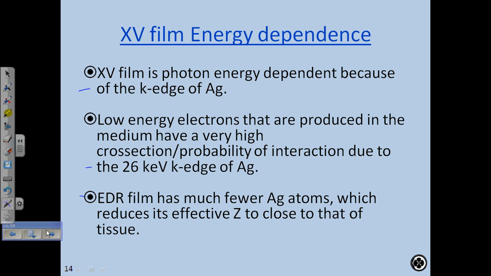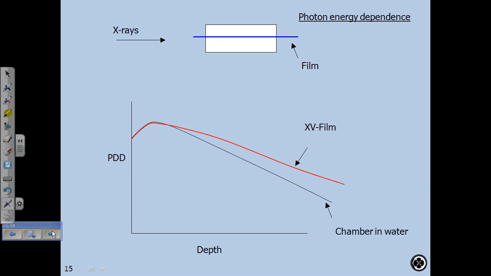Here's an example of the effect of the energy dependence. This is a block of solid water material, it's white, and this is the film seen on edge. This is XV film, and X-rays are being shot in this direction. Once we scan this film, we can get a PDD curve, because the PDD starts here and we scan in this direction. Here's what the PDD curve looks like with a chamber in water. Then if we overlay the optical density converted to dose from the XV film, it looks like that. It looks a lot higher, because of the energy dependence.